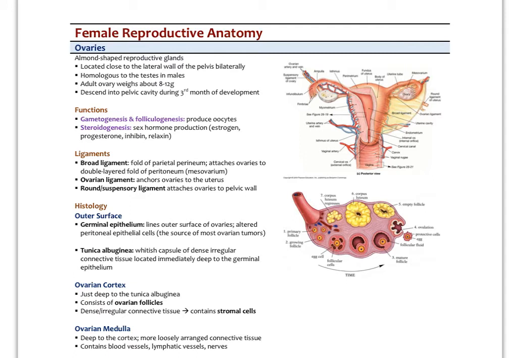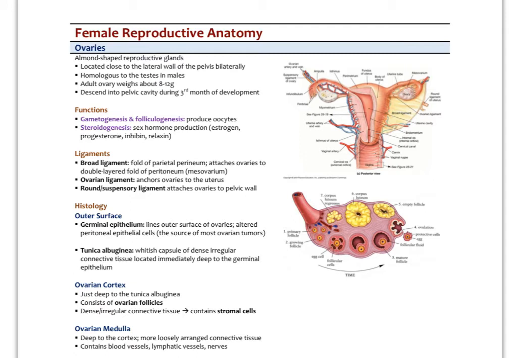The functions are really gametogenesis and folliculogenesis to produce the oocytes. These are the egg cells, and then steroidogenesis for sex hormone production. So estrogen, progesterone, also other hormones like inhibin and relaxin, which we'll discuss here shortly.